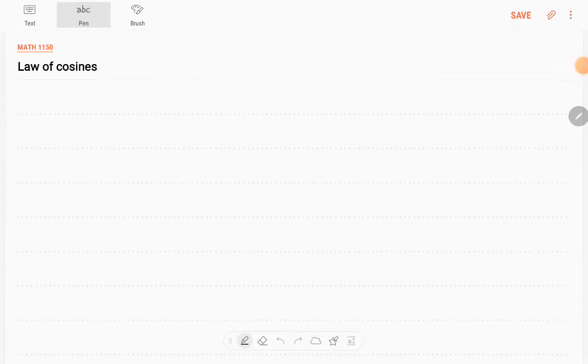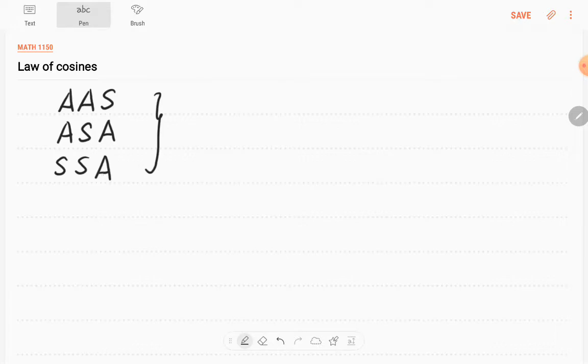We have talked about using the law of sines to solve some oblique triangles. We know that if we have angle, angle, side, or angle, side where the side is not between two angles, or side, side, angle where the angle is not between two sides, for these three cases we can use the law of sines.